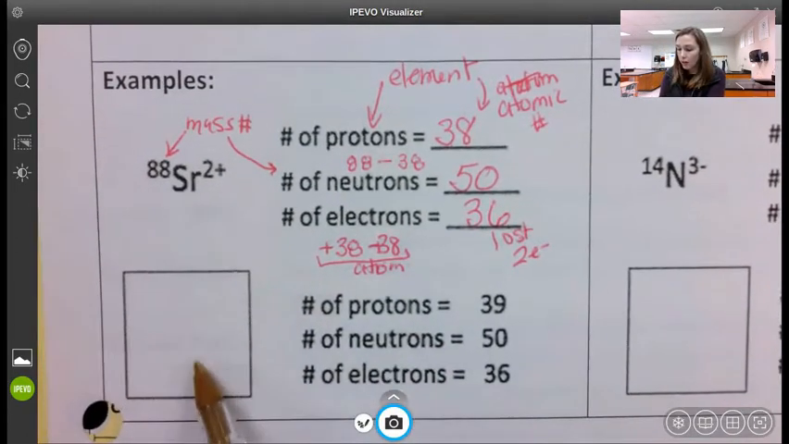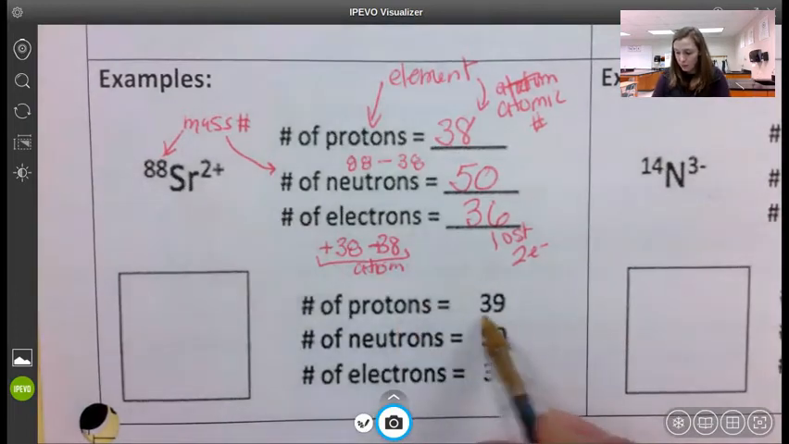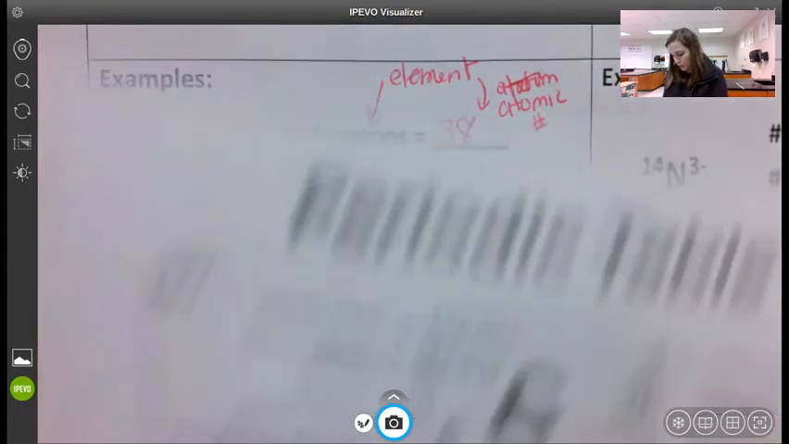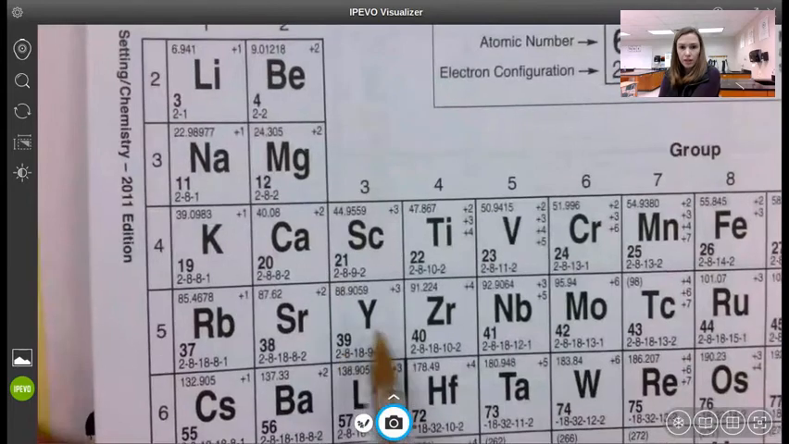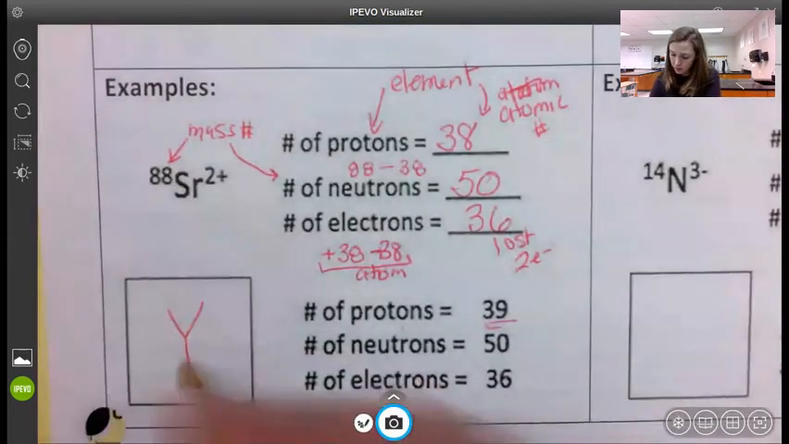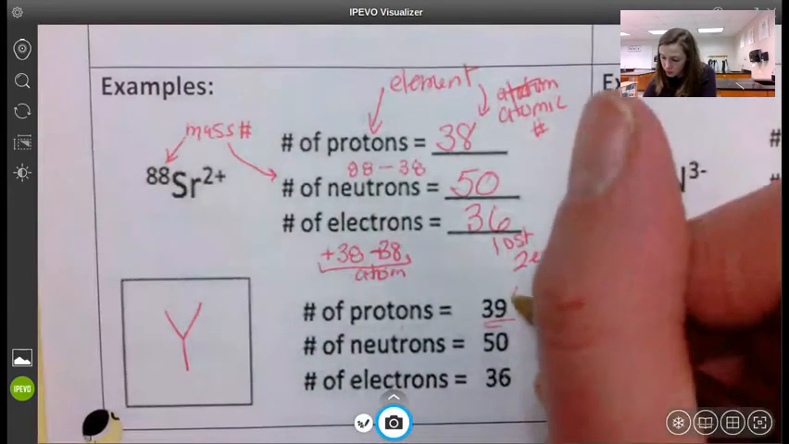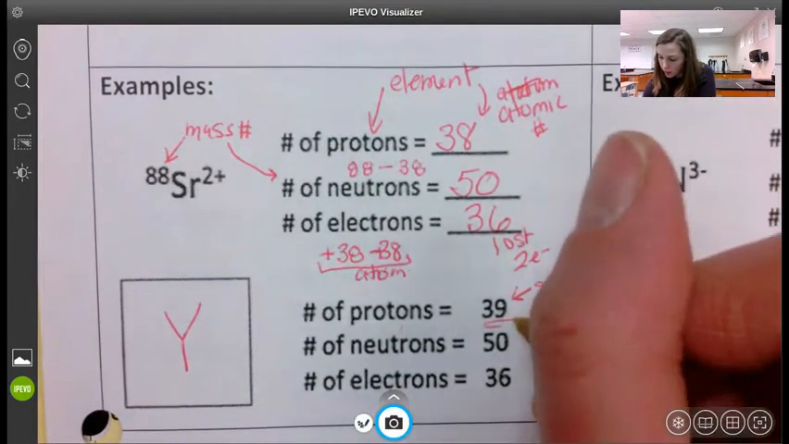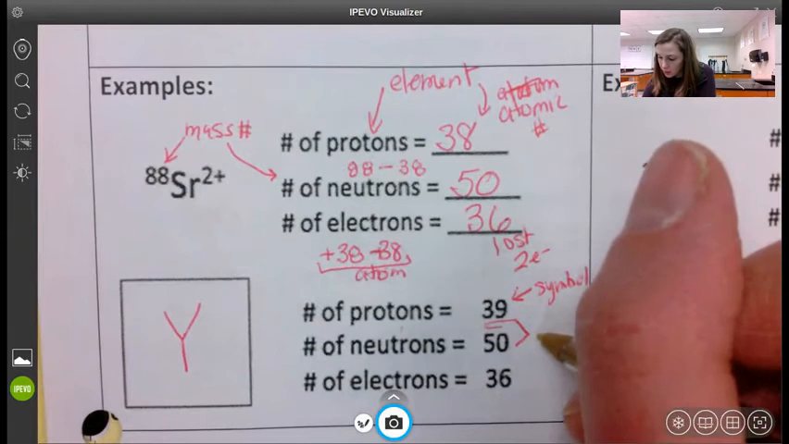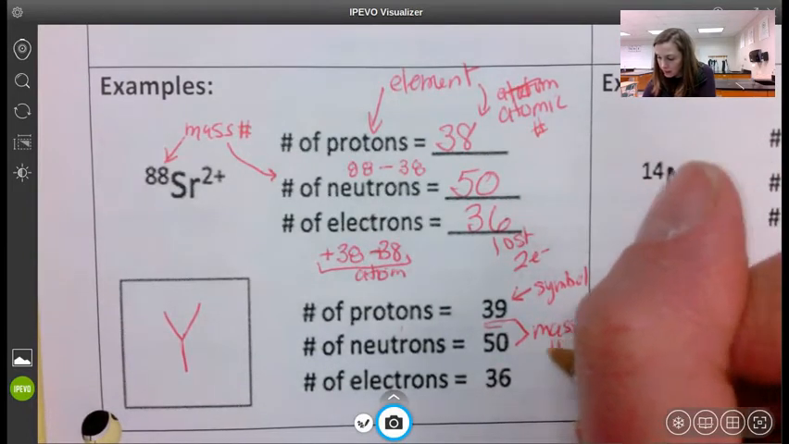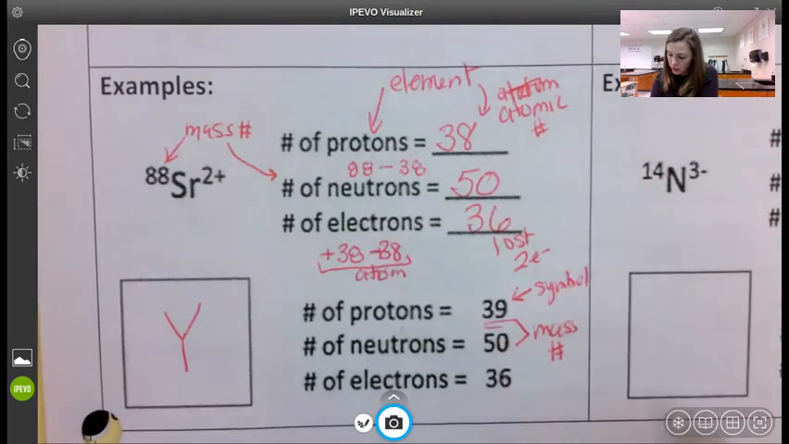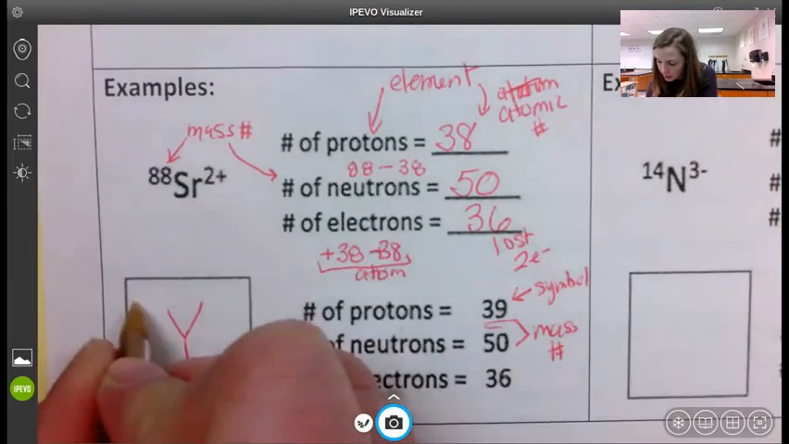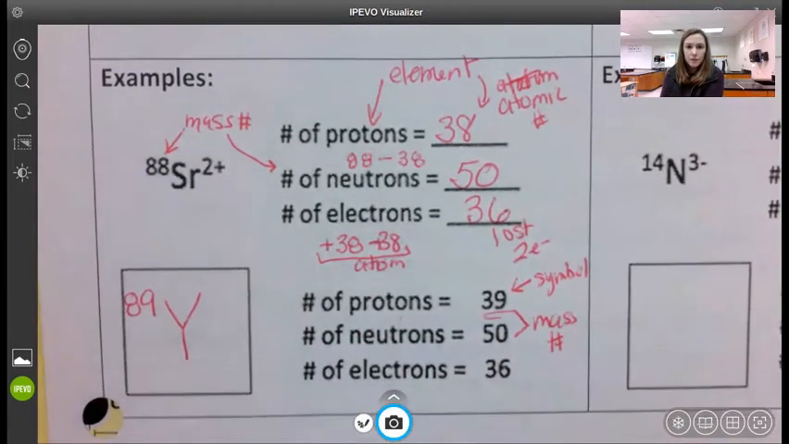Okay, let's go the other way. So with protons, I have 39 protons, which if I look at 39, I have yttrium. Okay, so this would give me my symbol. Okay, my mass number is going to be the sum of the protons and the neutrons. So this gives me my mass number. So this 39 plus 50 is going to give me 89, which goes in the upper left.